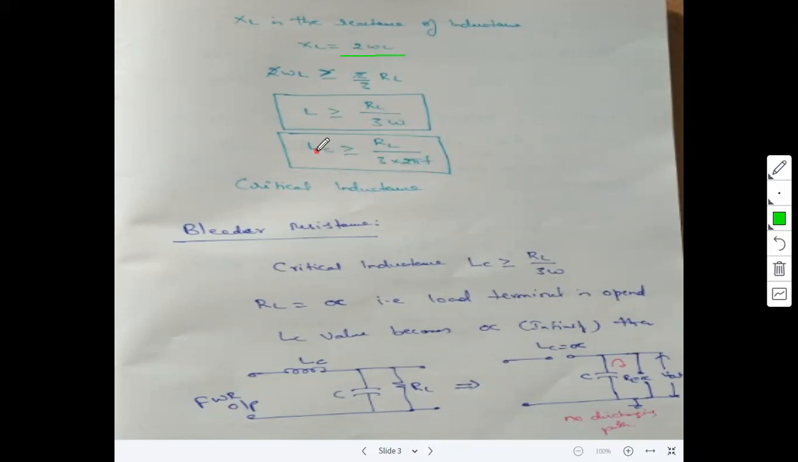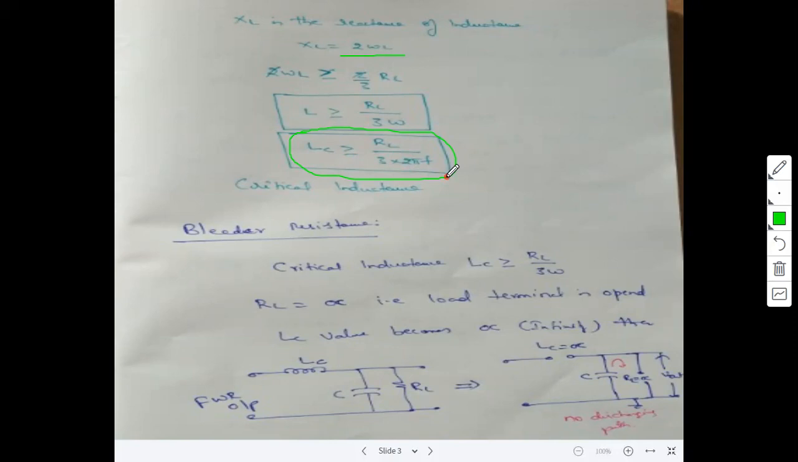Now the critical inductance, which will keep the continuous current to the filter output, is the inductance value greater than or equal to RL by 3 into 2 pi F. Okay.